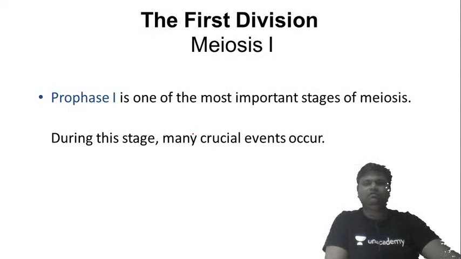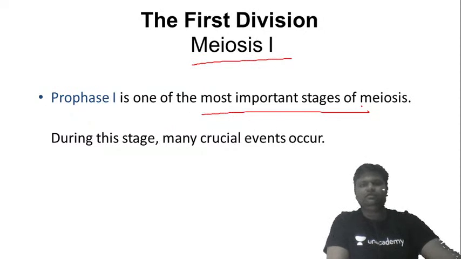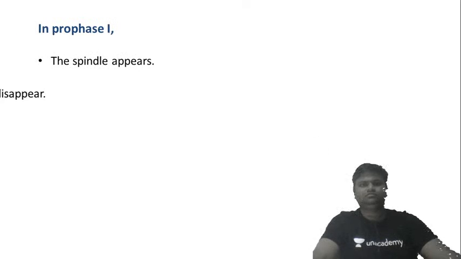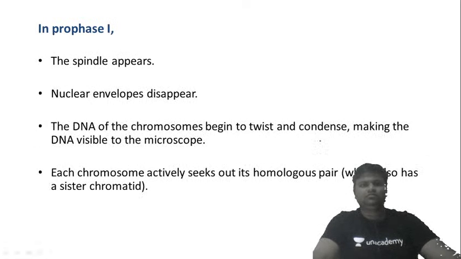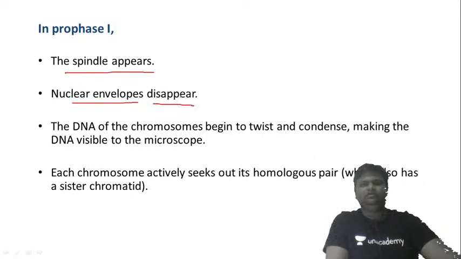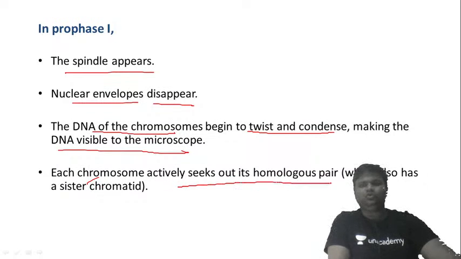This is the first division, meiosis 1, where prophase 1 is the most important stage of meiosis. During this stage, many crucial events occur. In prophase 1, the spindle appears, the nuclear envelope disappears, and the DNA of the chromosome begins to twist and condense, making the DNA visible under the microscope, and each chromosome actively seeks out its homologous pair, which also has a sister chromatid.